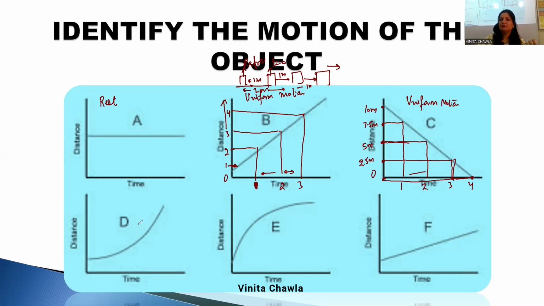Now what does this graph indicate? This graph indicates non-uniform motion. And here the speed is increasing or decreasing? Speed is increasing with time. And what does this graph indicate? Again, it represents non-uniform motion, and speed is decreasing with time. Okay. What does this graph indicate? It is again the same graph, uniform motion.